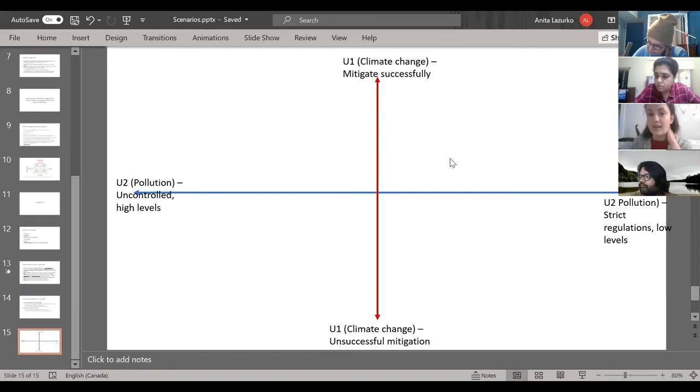In the same way, say we have successfully mitigated climate change, but we have uncontrolled and high levels of pollution. These are all plausible, these things could happen. We often talk about ideal utopias and then dystopias where everything goes wrong, but it's often a mix of those, right? So scenarios where you have a positive change in one uncertainty and a negative change in the other can be really interesting.